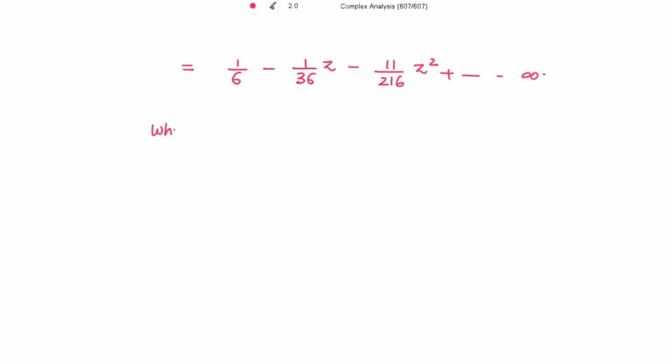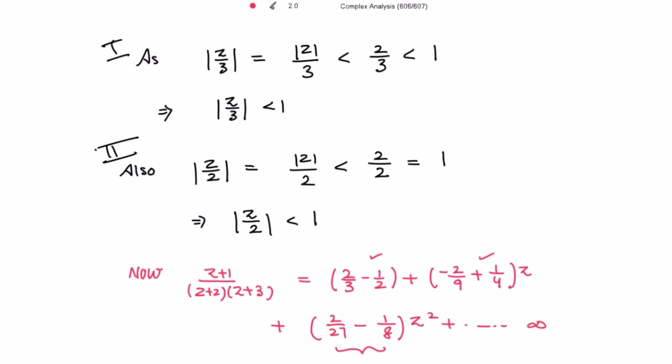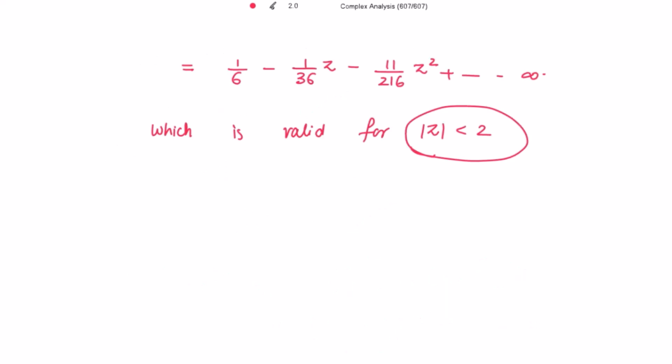So this expansion is valid for mod z strictly less than 2, because by using this, both the conditions are true. So hence this expansion is valid for mod z less than 2. And we are also getting the non-negative powers of z. Yes, we have got the expansion in the non-negative powers of z. Okay, thank you.